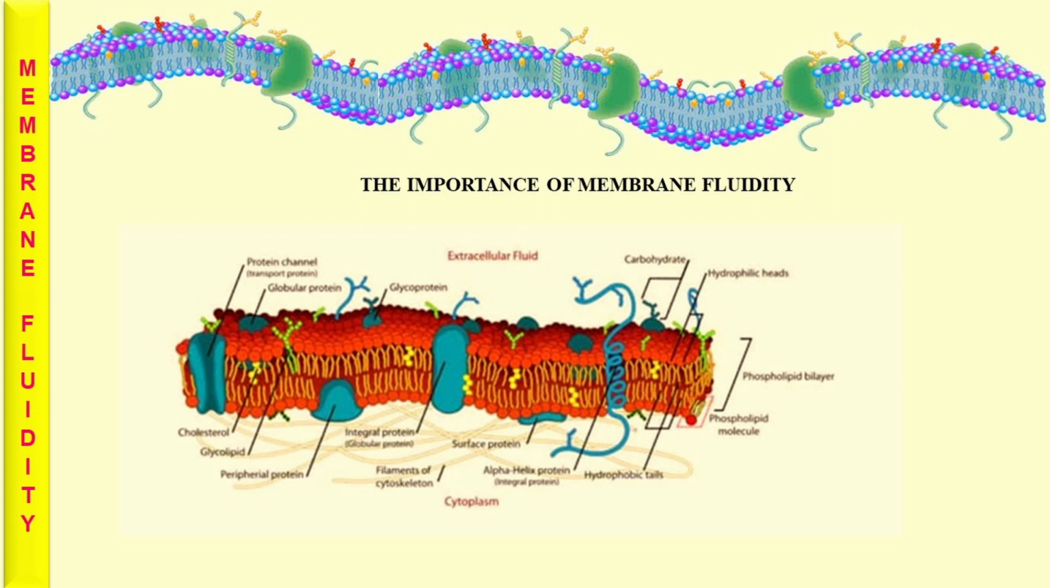For example, membrane fluidity makes it possible for clusters of membrane proteins to assemble at particular sites within the membrane and form specialized structures such as intercellular junctions, light capturing photosynthetic complexes, and synapses. Because of membrane fluidity, molecules that interact can come together, carry out the necessary reaction, and move apart.